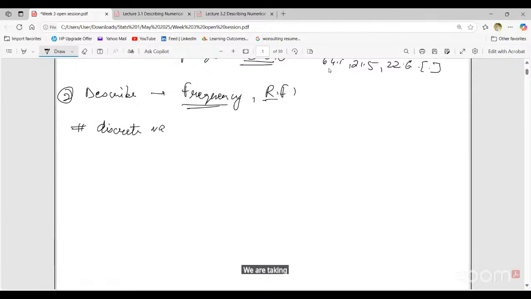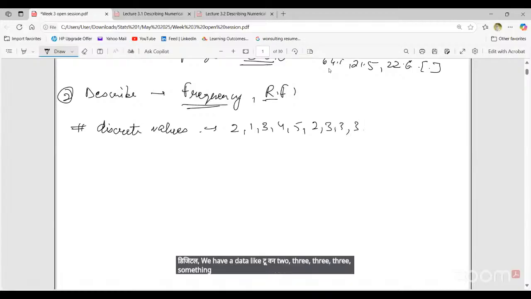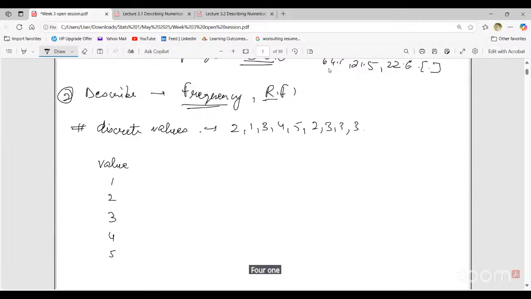Now first take the case of discrete values, meaning we have distinct values. Let's say for example, we have data like 2, 1, 3, 4, 5, 2, 3, 3, 3, something like that. Now, how will we make the table? First of all, what are the distinct values that I have? The first column will be the values: 1, 2, 3, 4, and 5. Now I will be calculating the frequency.